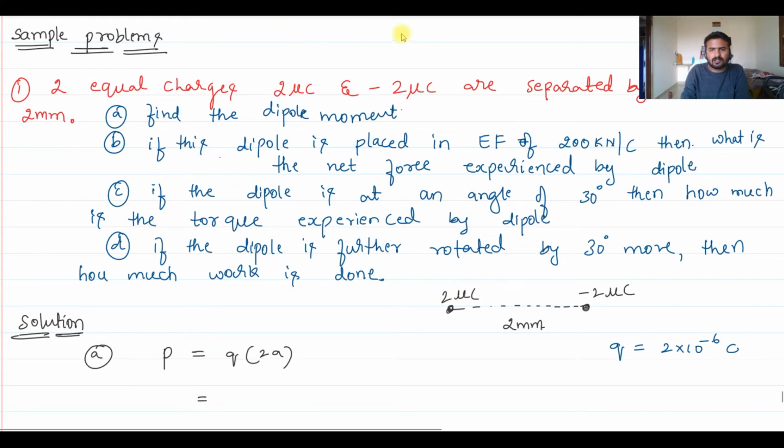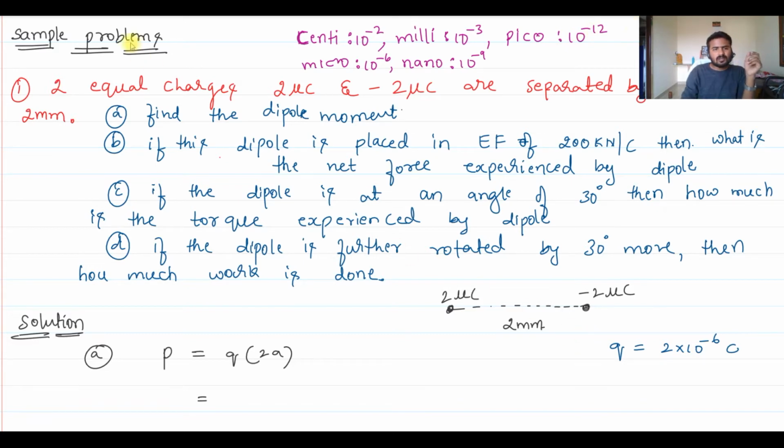Let me write that here. Centi is 10 power minus 2. Milli is 10 power minus 3. Micro is 10 power minus 6. Nano is 10 power minus 9. Then you will also have pico, which is 10 power minus 12. You should remember all these things. And then you have 10 power 3 as kilo, 10 power 6 is mega, 10 power 9 is giga. All these things will be there, so you have to remember them, they are very important.